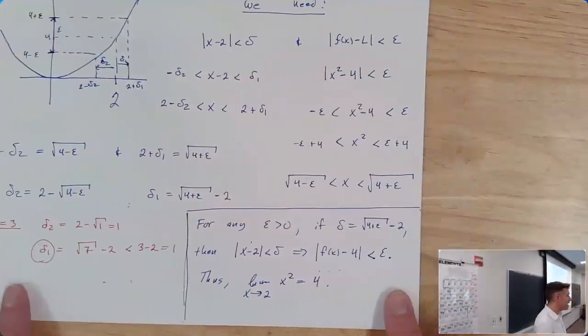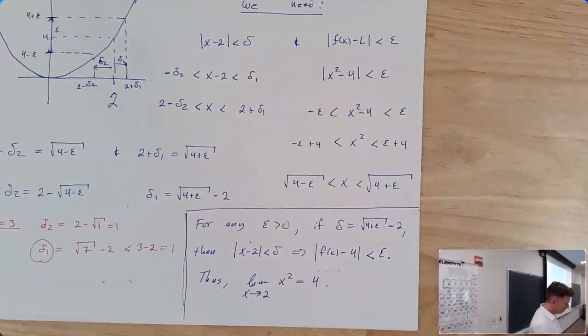We still did the same thing. We still showed that if x is really close to 2, then your function is going to get really close to 4. It just is less nice. But you could pick any value for epsilon you wanted.